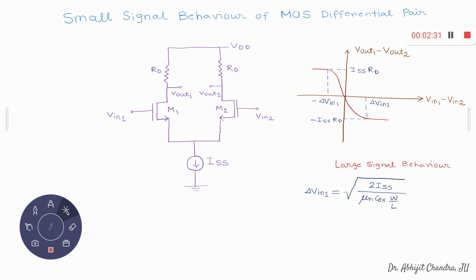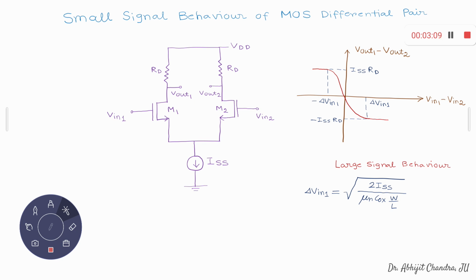You observed the last day this variation, the square law variation, which has this kind of shape. You have also noticed that there is some maximum input fluctuation that we can have, and by calculation we identified that maximum applied voltage, delta V in 1, which is equal to square root of twice ISS upon mu n C ox W over L. If the difference between V1 minus V2 exceeds this value, delta V in 1, then what happens? One of the transistors will enter into saturation, and one will be in cutoff.